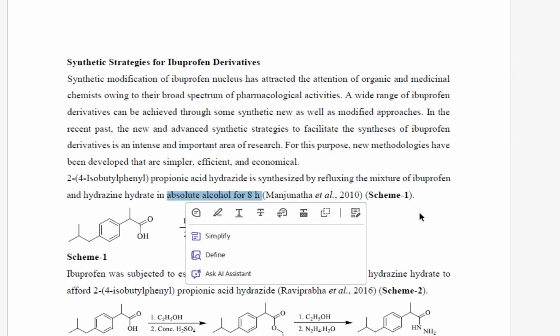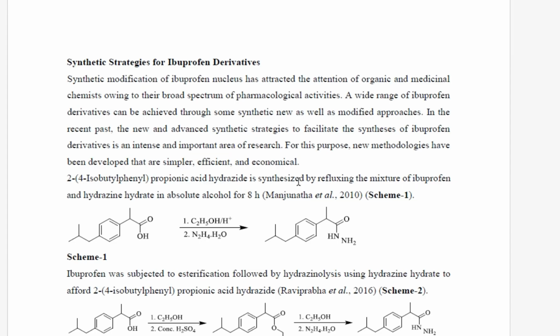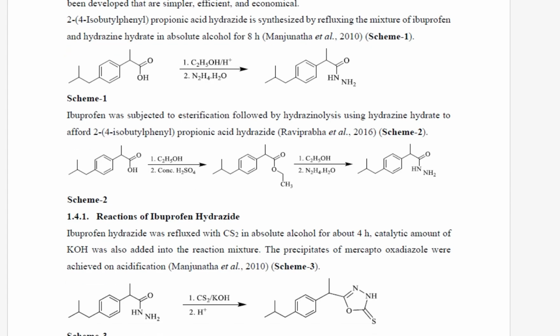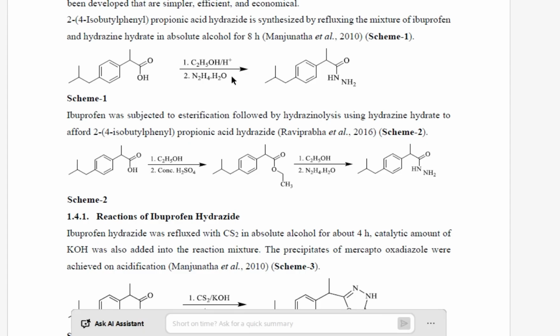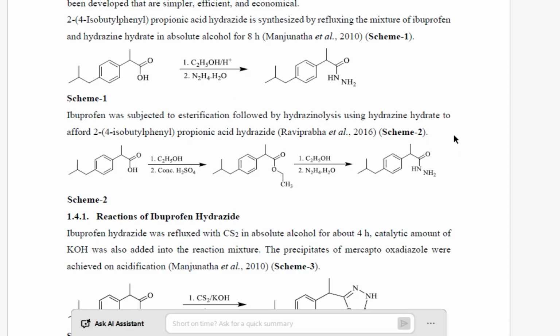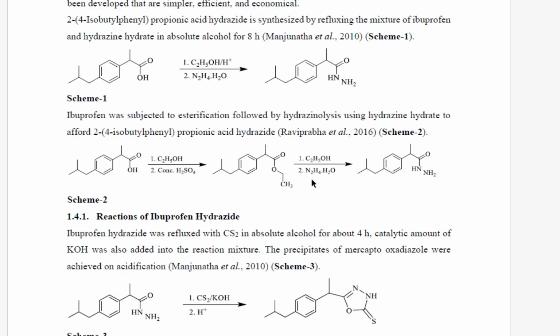Okay, the second strategy involves esterification first, followed by hydrazine hydrate treatment to afford the 4-isobutyl phenylpropanoic acid hydrazide, as a reverse method. First esterification using concentrated HCl and ethanol, and then in ethanol hydrazine hydrate was used for further hydrazine-based derivatives of ibuprofen. So further there are some other reactions.